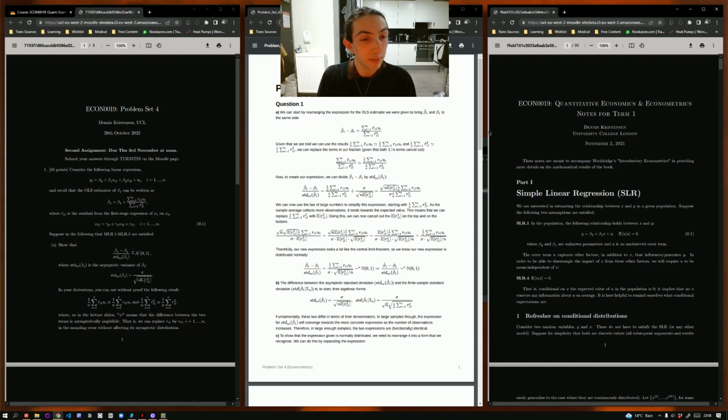So, first of all, question 1. We have the following linear regression: beta 0, beta 1 x1, and beta 2 x2. We recall that the OLS estimator can be written as the estimator equal to the actual value plus this big expression here, where R is the residual from the first stage of regression. Suppose that MLR1 to MLR5 are satisfied, so every condition up to the normality condition is satisfied.